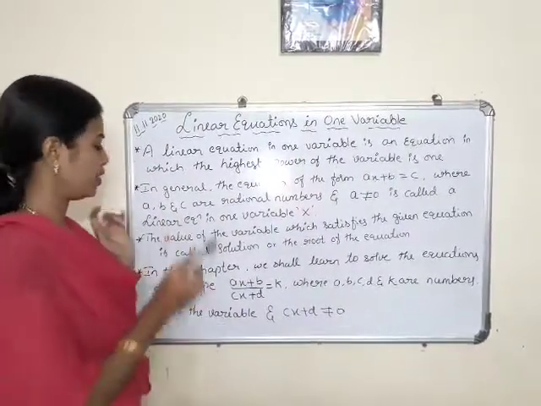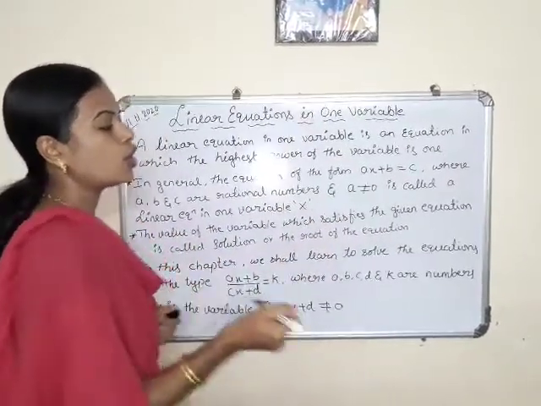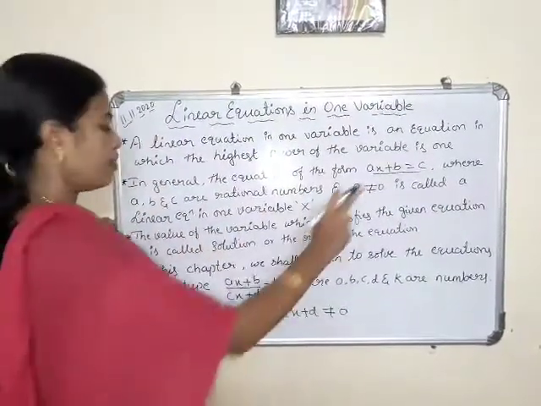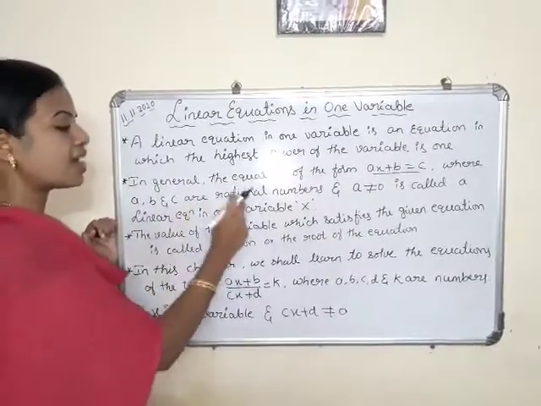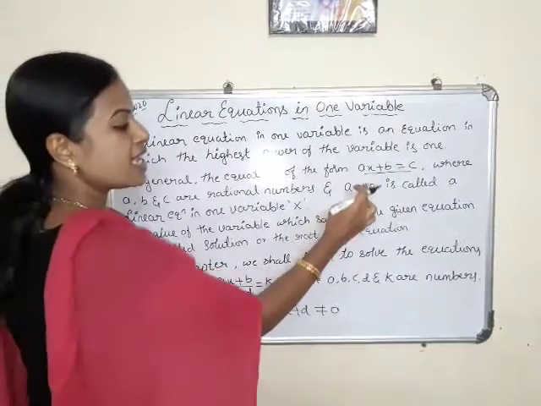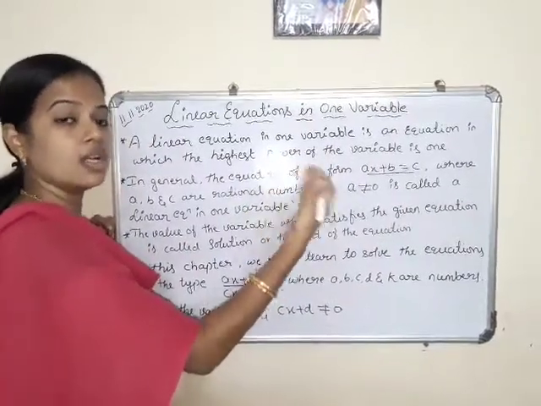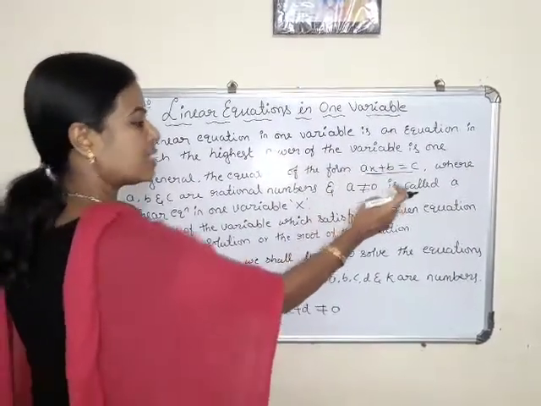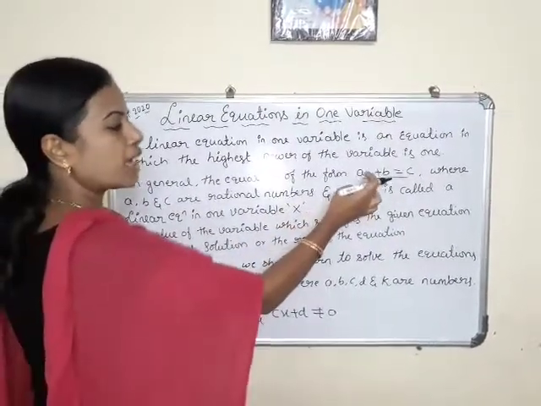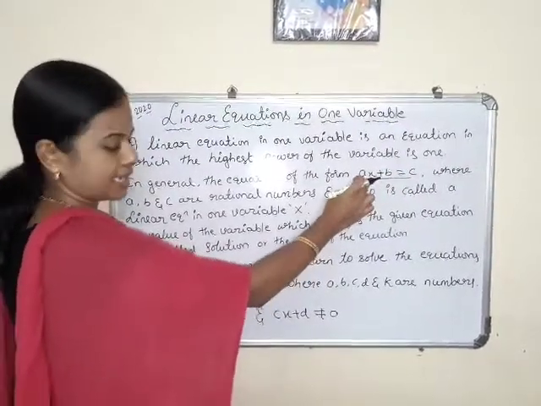Next, the general form. In general, the equation is of the form ax plus b equal to c, where a, b and c are rational numbers. Here a, b and c are any rational numbers, and a is not equal to 0. Always the a value is not equal to 0. Any non-zero number should be taken. This is called a linear equation in one variable x. Here the variable we took as x.